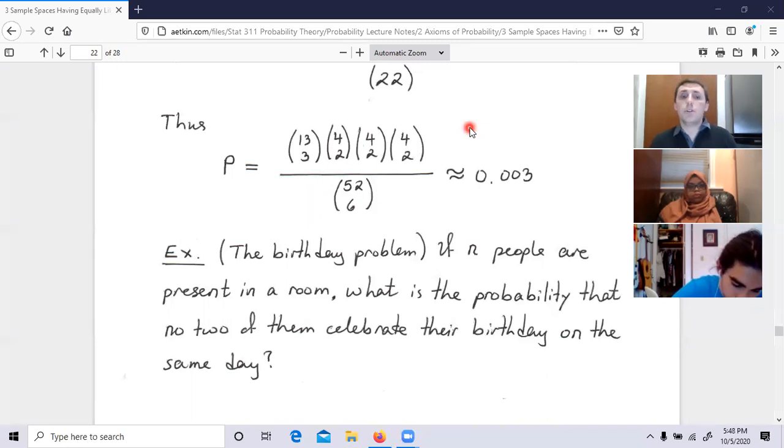So here is the question, guys. If n people are present in a room, what is the probability that no two of them celebrate a birthday on the same day?